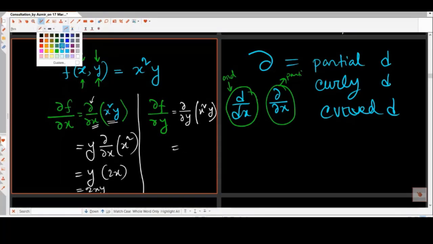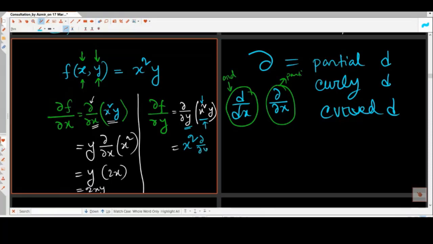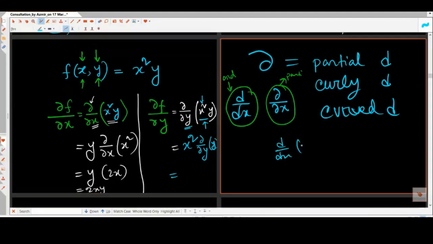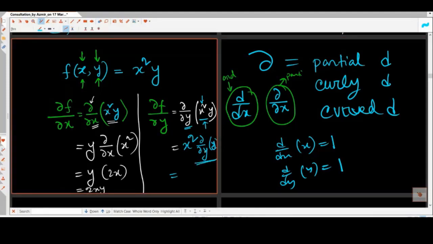So this time we are differentiating with respect to y. Now have a look at the inside quantity. We have x squared y. Since we are differentiating with respect to y, x will be constant. So the constant times d/dy of y. We know that d/dx of x is 1, so d/dy of y will be 1. So the partial derivative of y with respect to y is 1. So x squared times 1. That means we are getting x squared.